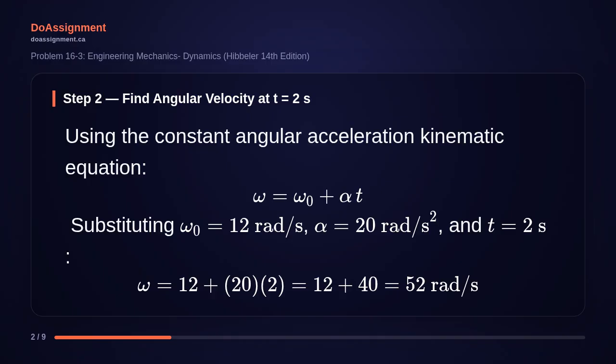We start with the constant angular acceleration equation, omega equals omega-naught plus alpha times t. Plugging in omega-naught equals 12 radians per second, alpha equals 20 radians per second squared, and t equals 2 seconds, we get omega equals 12 plus 40, which equals 52 radians per second.